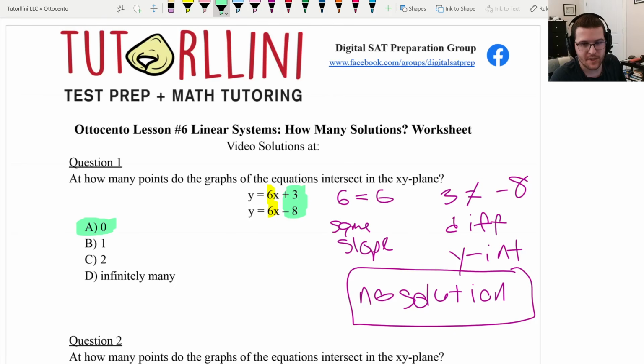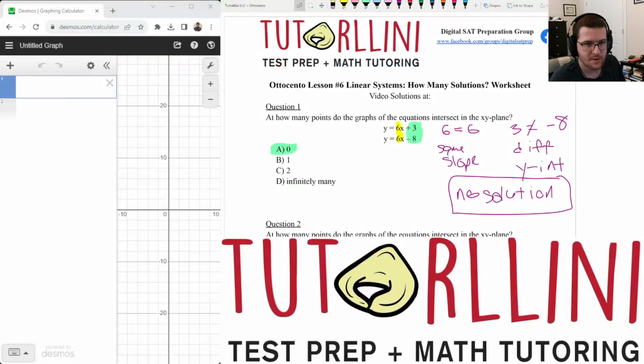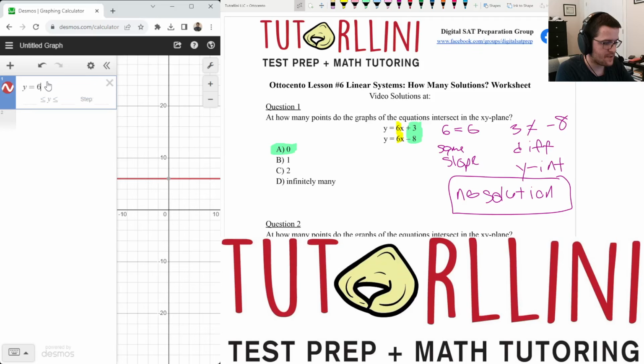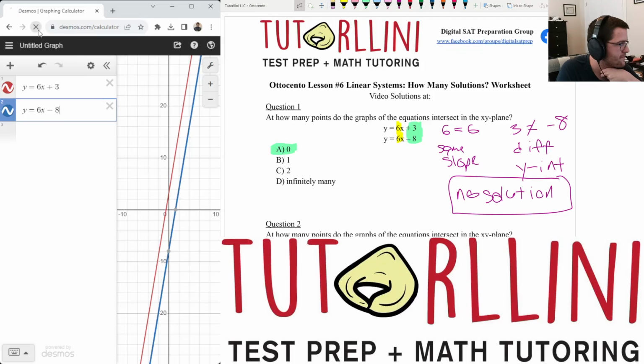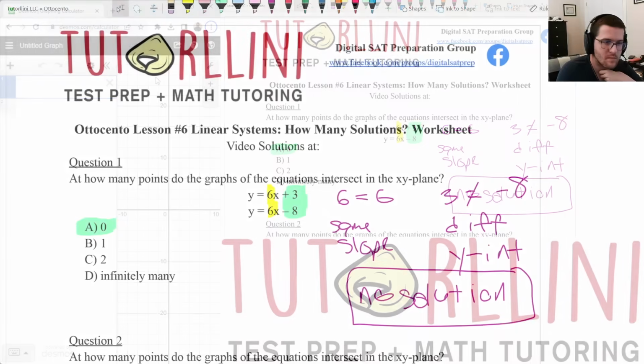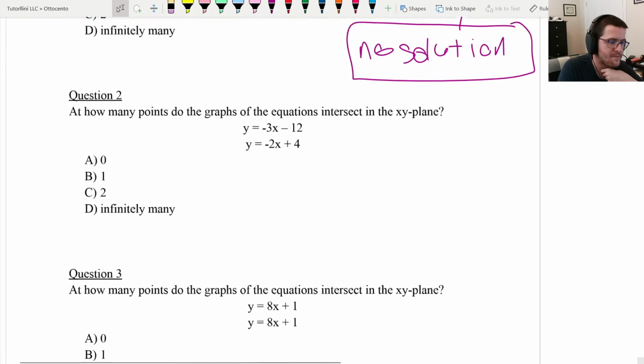Since I don't have an answer key, let's check it really quickly using Desmos. 6x plus 3 and y equals 6x minus 8. Okay, those definitely seem to give me a system with no solution, so that looks good. Okay, let's move on to the second one.